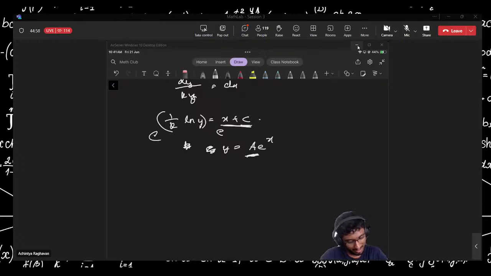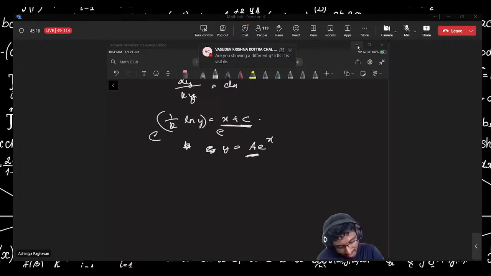Okay, so the solution to this, I've written the solution here. However, the solution you would have seen is a sine omega x plus b cos omega x, or omega t in this case. So this is the solution you guys would have seen.